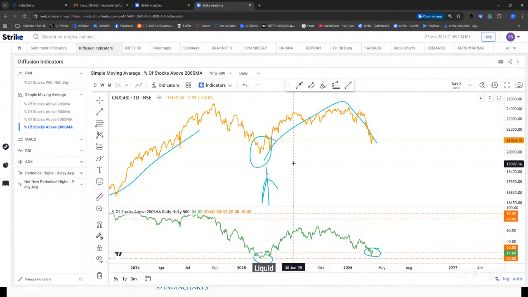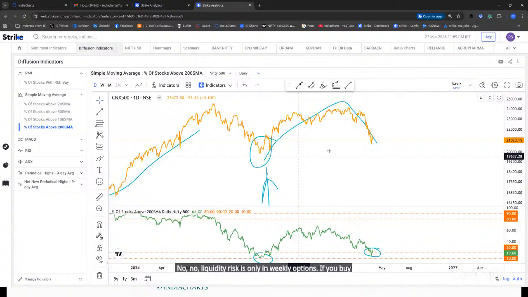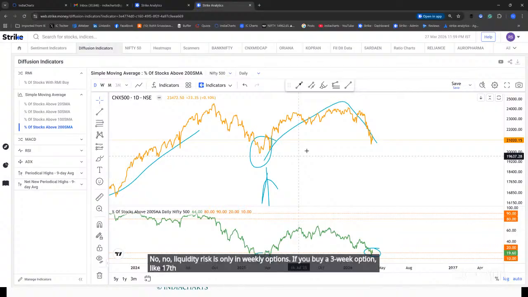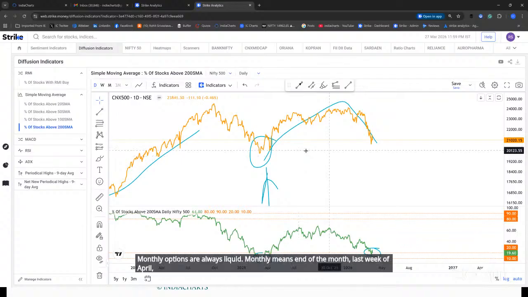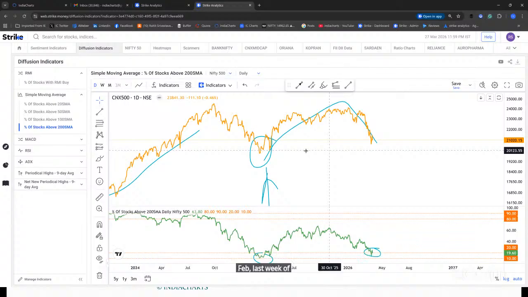Liquidity risk, it says. No, liquidity risk is only in weekly options. If you buy a 3 week option like 17th April or something, yes, you will not find liquidity. Monthly options are always liquid. Monthly means end of the month, last week of April, last week of Feb, last week of March. Those are always liquid.